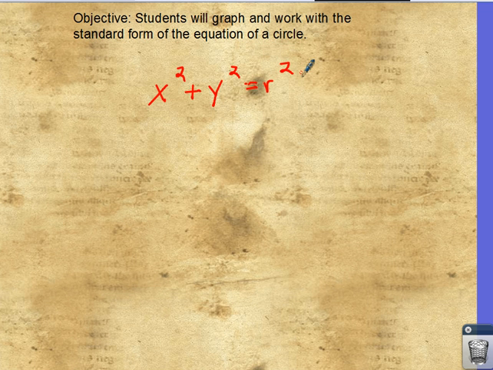Here's your basic circle. x squared plus y squared equals r squared. The way that you can remember that is it pretty much is the Pythagorean theorem. Instead of a squared plus b squared equals c squared, it's x squared plus y squared equals r squared. This would be a circle that has a center, I'm going to put a C for center, at (0, 0), and r is the radius.